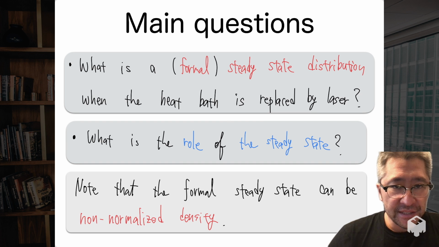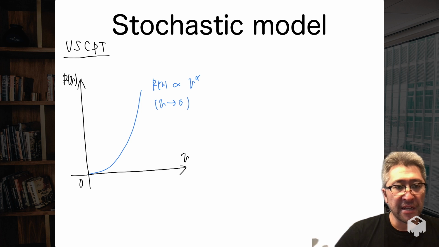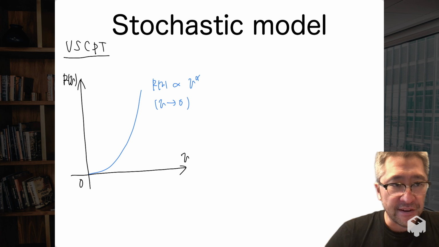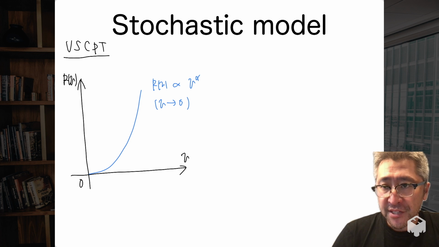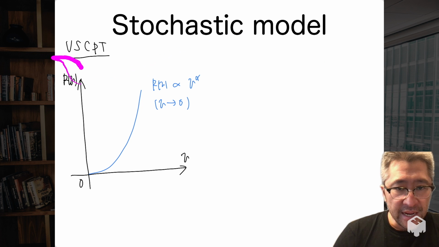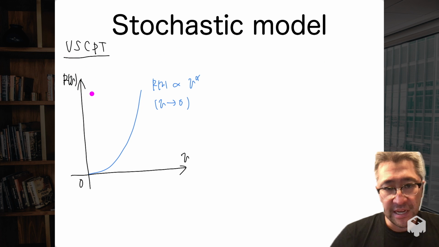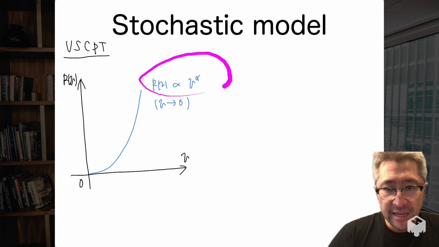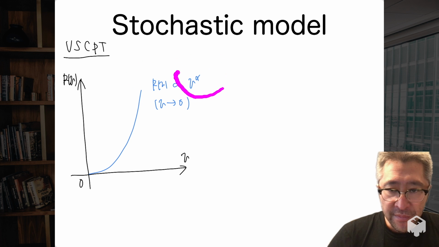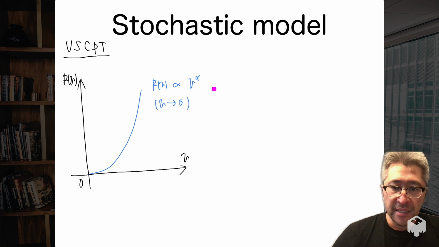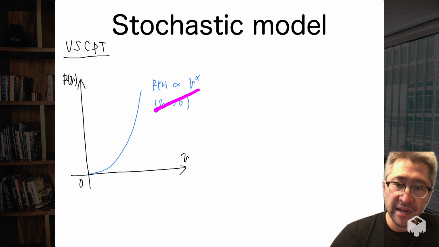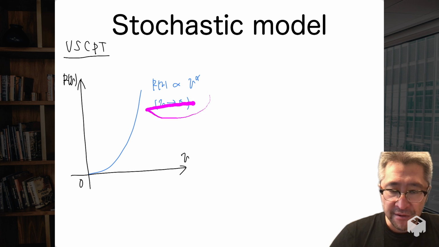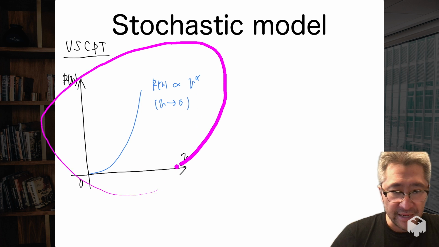To answer these questions, we consider a stochastic model of laser cooling. As I showed, R(p) is a jump rate, and the jump rate depends on momentum. Here we consider speed, so R(v). R(v) follows v to the power alpha, which goes to 0 as v goes to 0. So the function is like this.